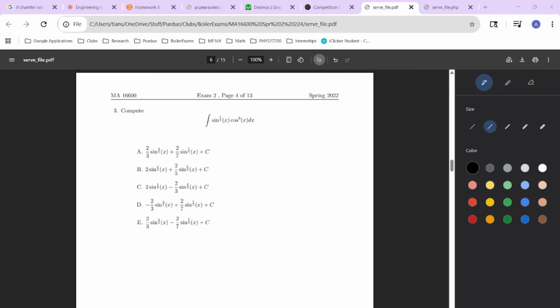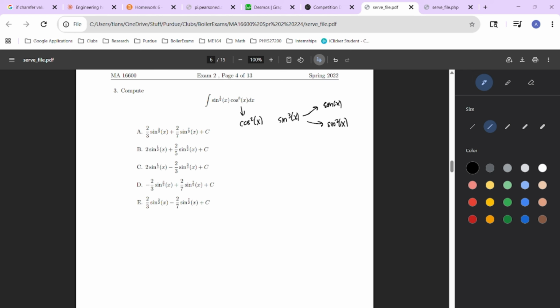What we can do here is we can always try to extract a cosine squared of x, or in any other integral containing a sine cubed of x or something, try to split that up into sine of x and then multiply by sine squared of x. What this allows us to do is the integral turns into the square root of sine of x, and then multiplied by cosine of x multiplied by cosine squared of x dx.